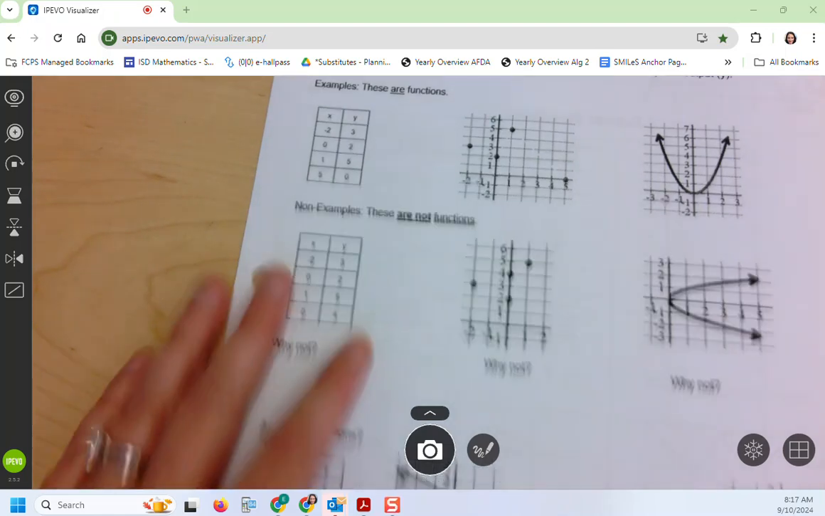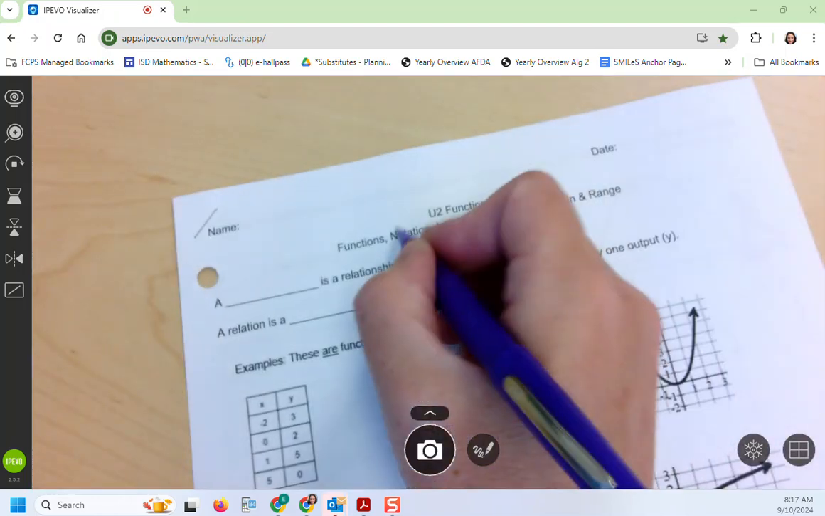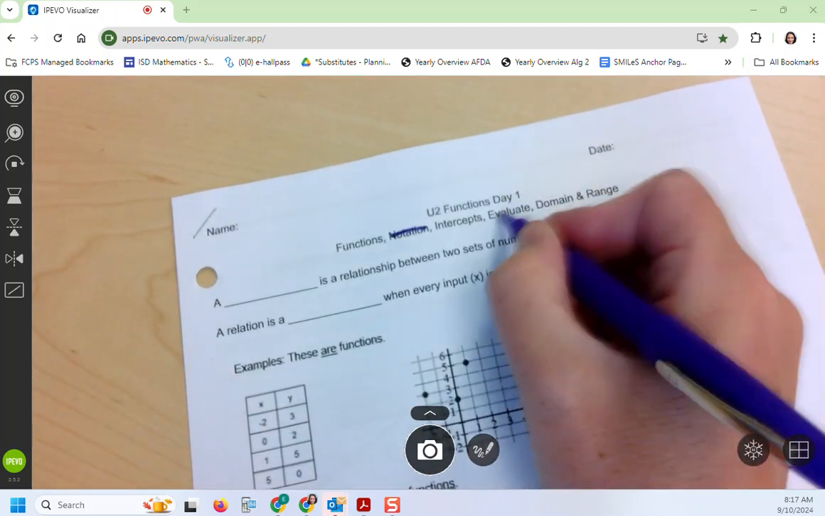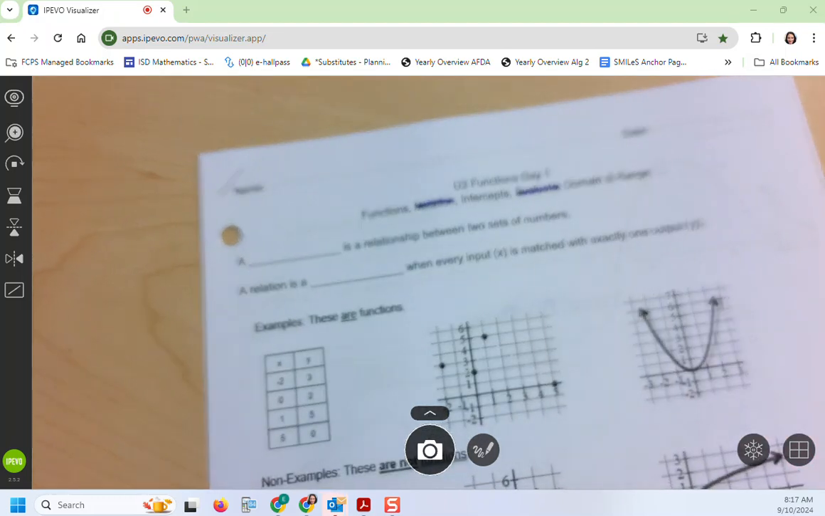All right, so I adapted some notes from last year, and unfortunately I messed the title up. We're not doing notation. So we are doing functions, we're doing intercepts, we're not doing evaluate, we are doing domain and range, okay? So this is what we're doing today.